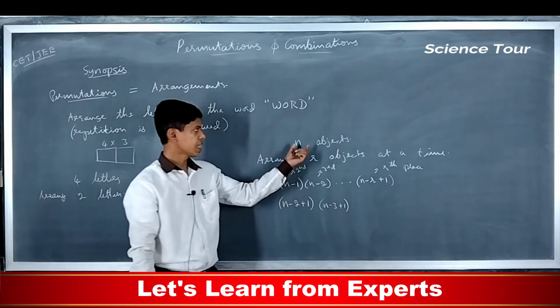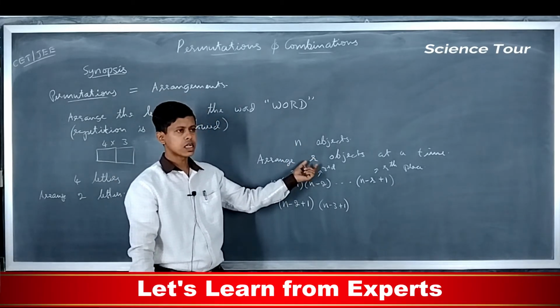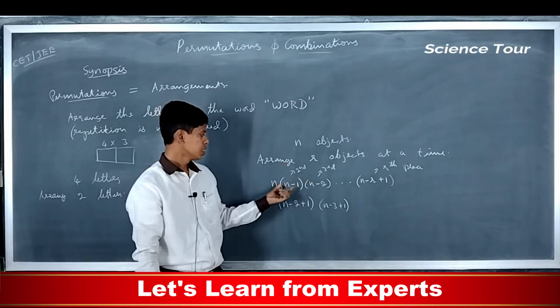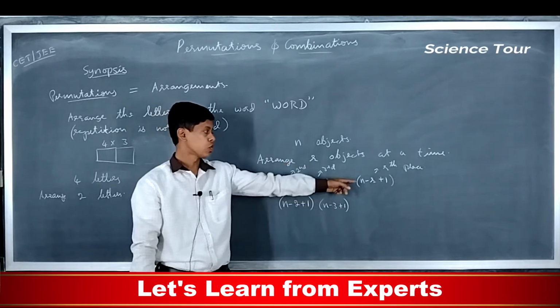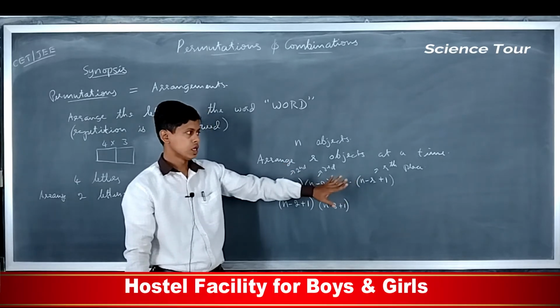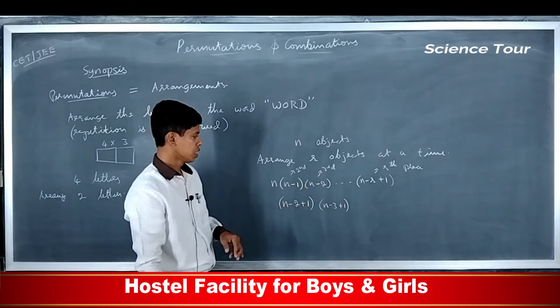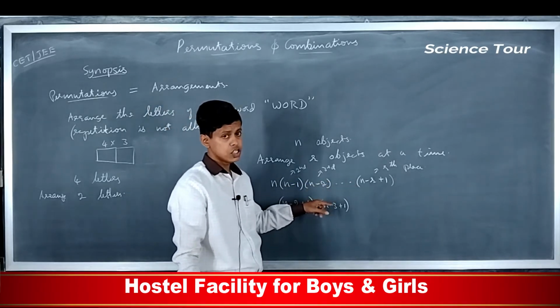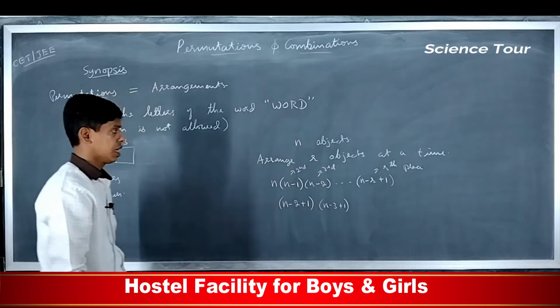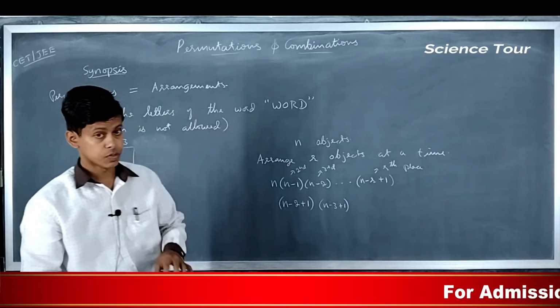So how many ways you can arrange n objects taking r at a time without repetition? Okay, so that is n into n minus 1, n minus 2, so on, n minus r plus 1. So that is the number of ways you can arrange those n objects taking r at a time without repetition.